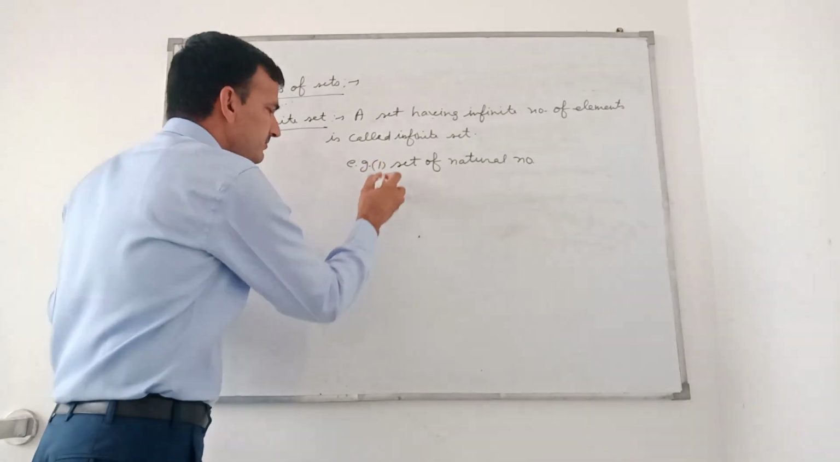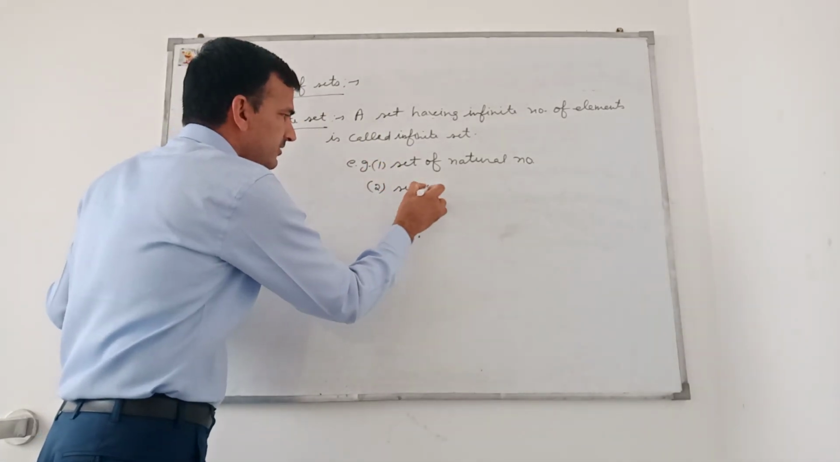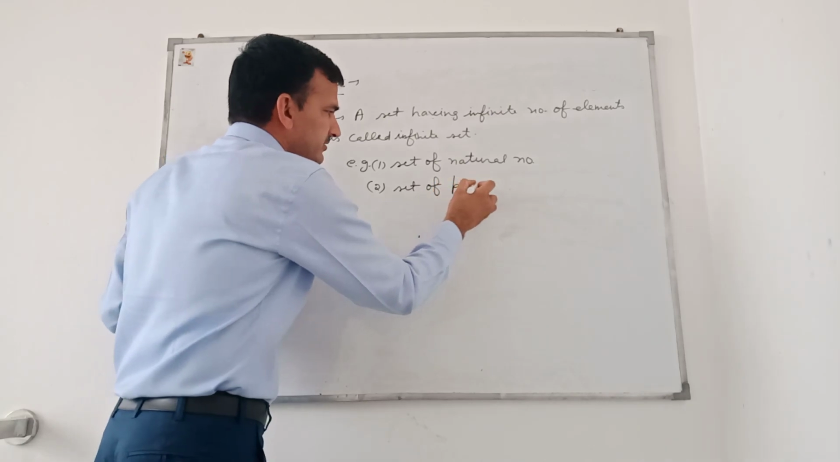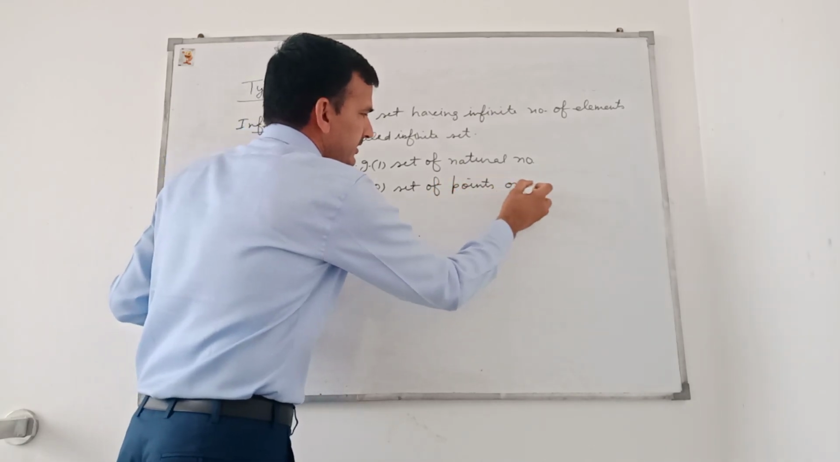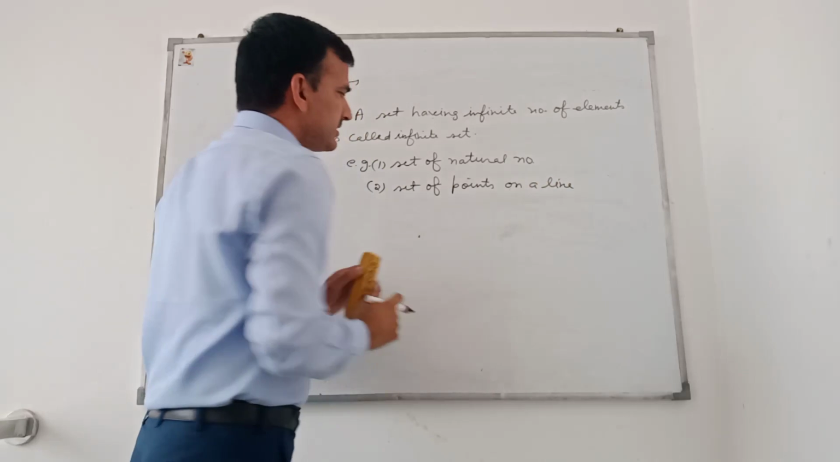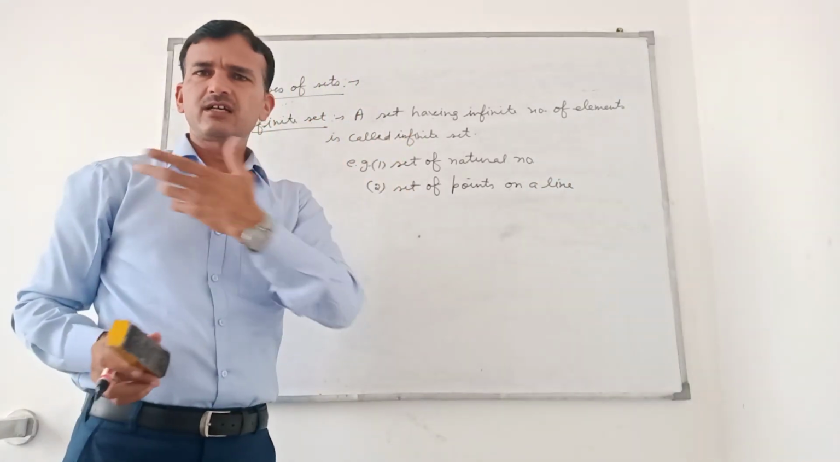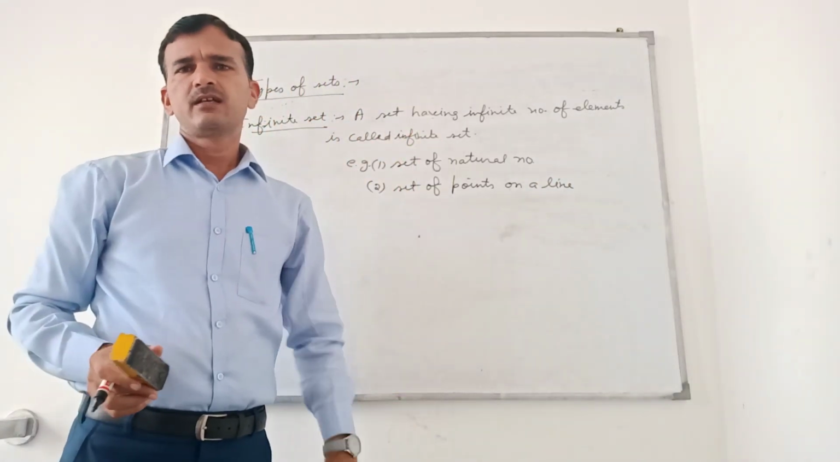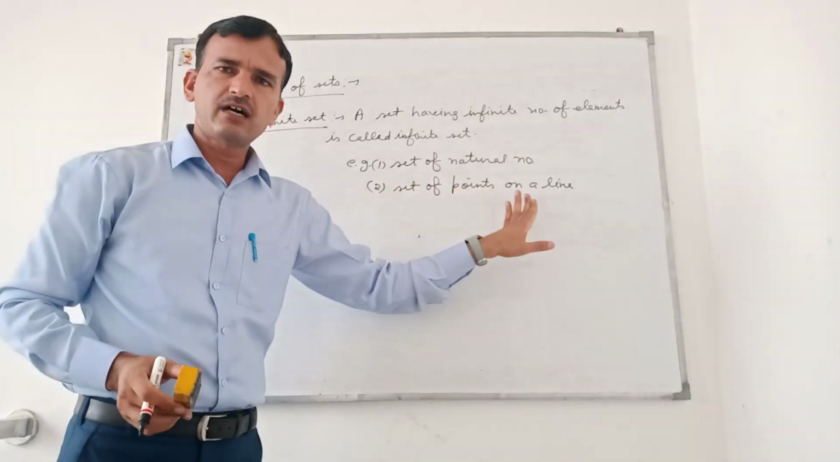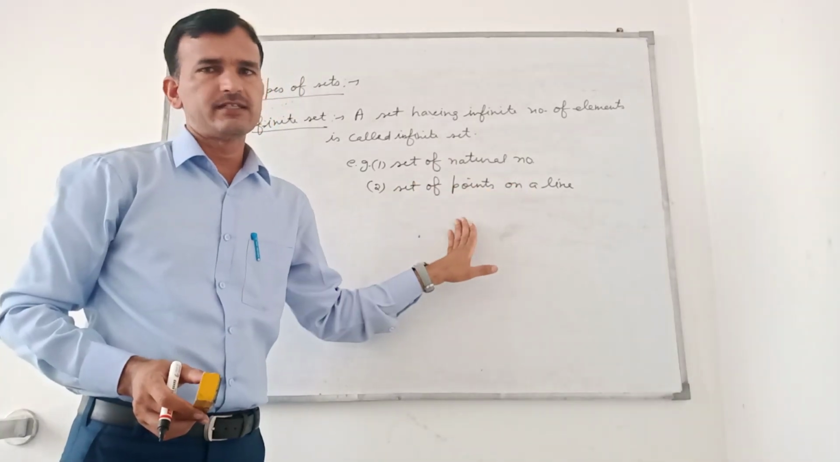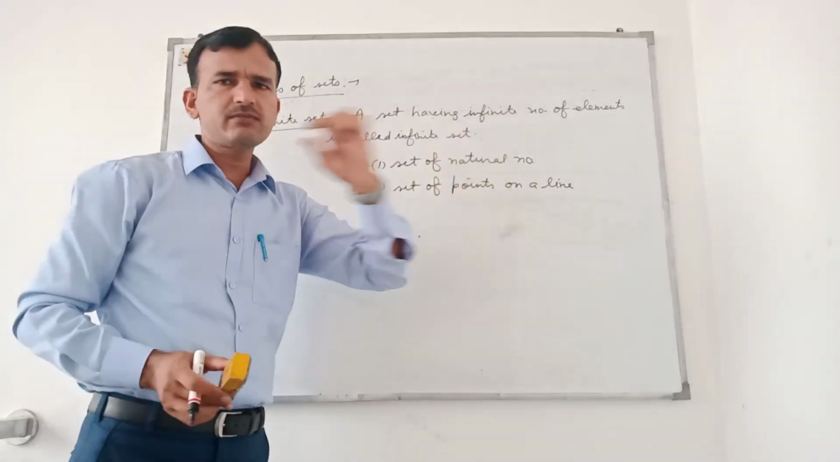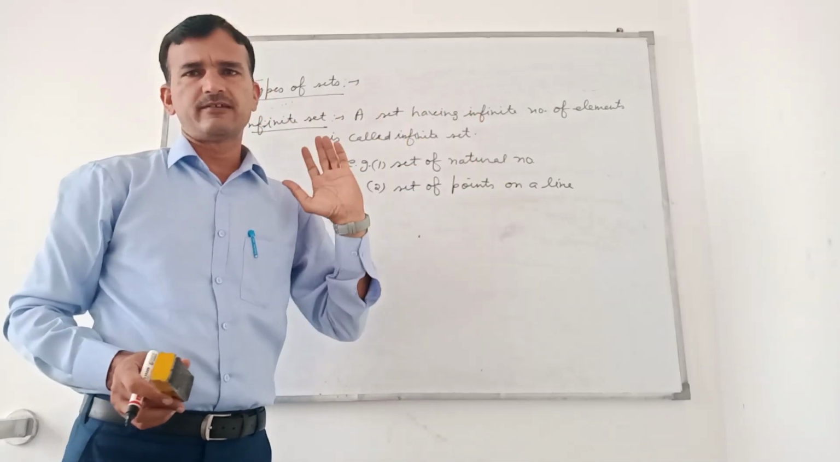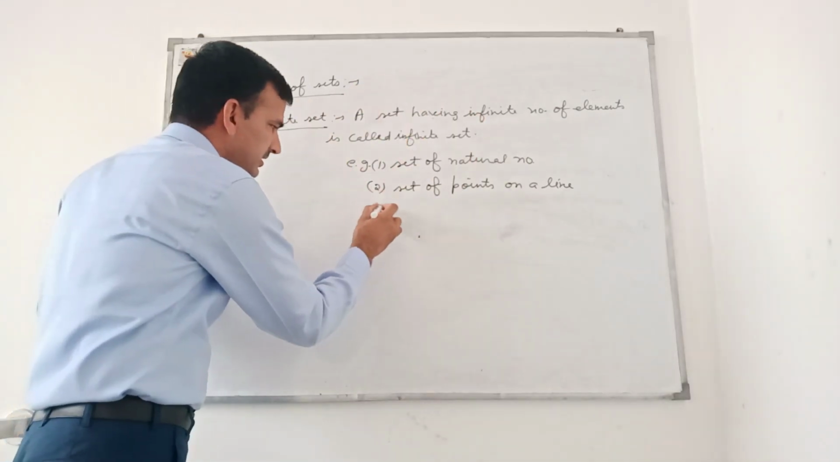Second, set of points on a line. On a line there are infinitely many points. किसी भी लाइन के ऊपर points infinite होते हैं. Clear?